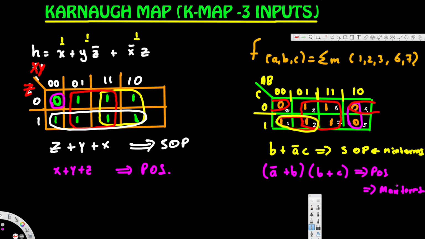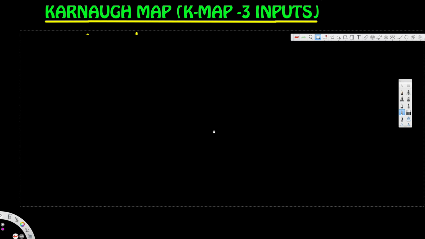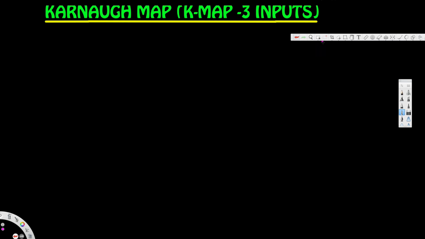Okay, now let's look at another example. So when we do K-map, there's not only one answer. You can have different ways of doing things. Now here we are going to look at an example where we can have two different answers, but both of them are correct.